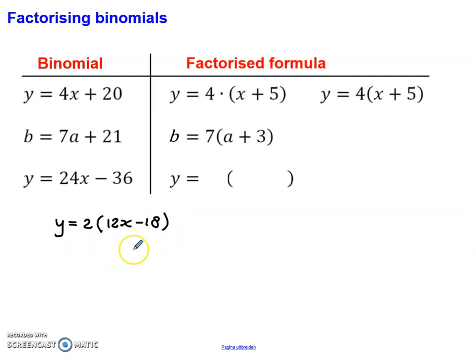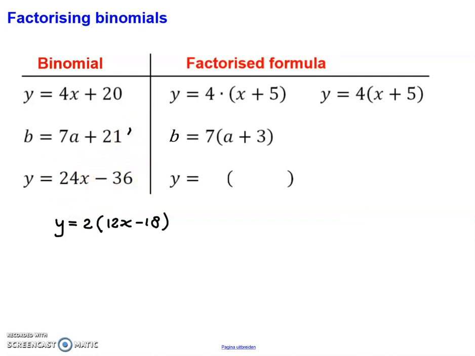Well, this is factorized, and it's okay. But there is an agreement in mathematics that you always look for the largest common factor. This means both terms can be divided by 2, but they can also be divided by 3, and also by 4, and also by 6. And there's yet another number, and that's the largest one. What's the largest number I can use? So what's the largest common factor? That's what you need to look for.